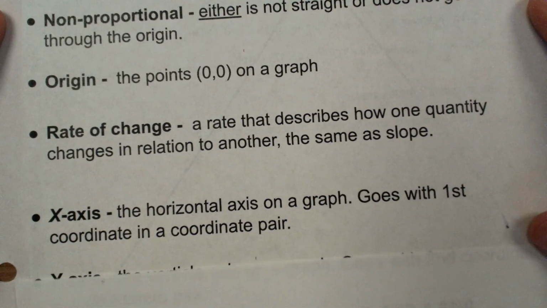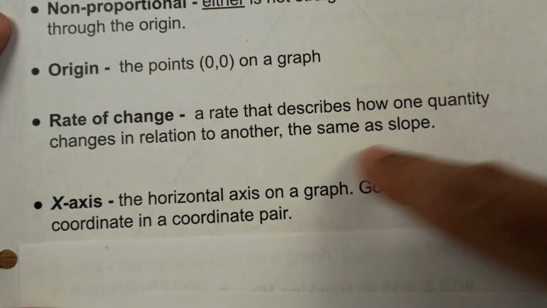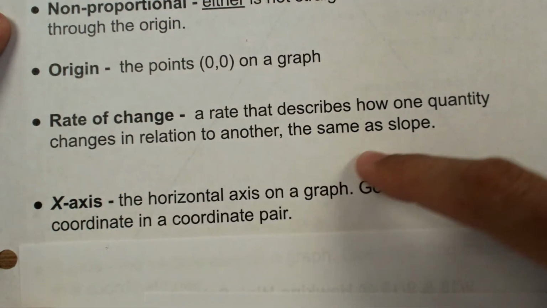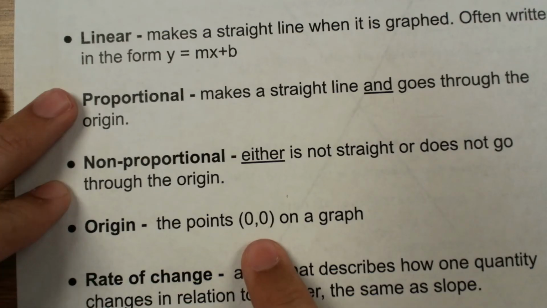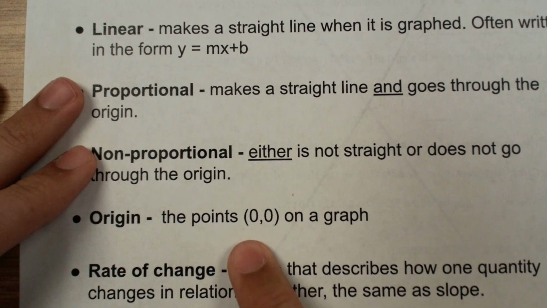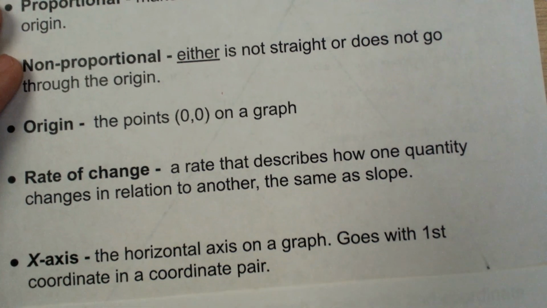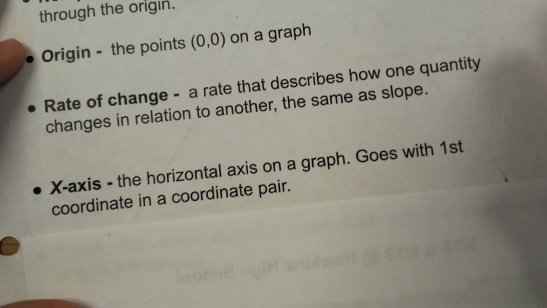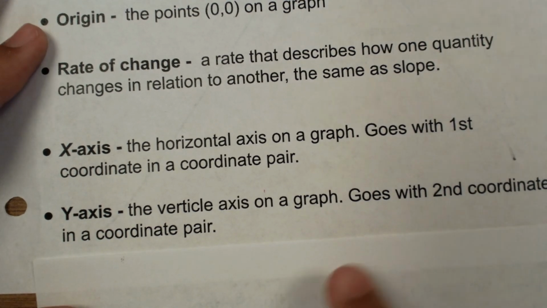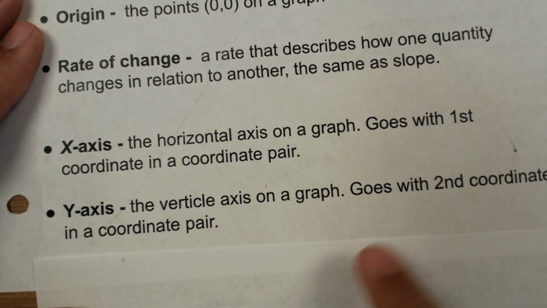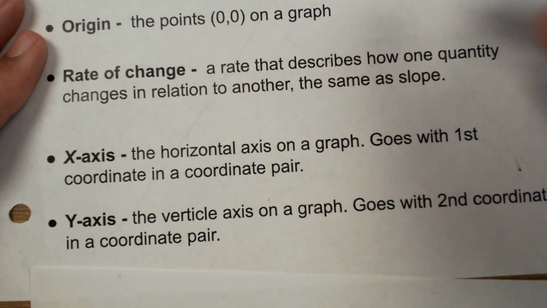And lastly, you've got two more here. Your x-axis is the horizontal axis. Horizontal, like the horizon, goes this way. It's the first coordinate in your ordered pair. So when you have your ordered pairs, the first coordinate is your x-coordinate, and it moves horizontally. And then you've got your y-axis, the vertical part. It's the part that goes up and down, and it goes with the second coordinate in a coordinate pair.